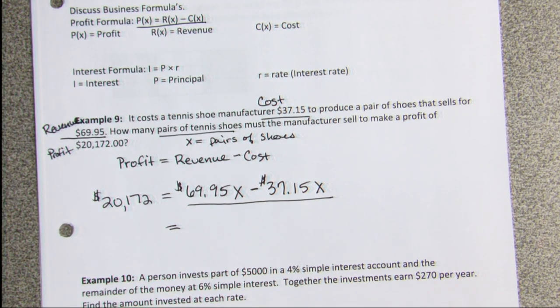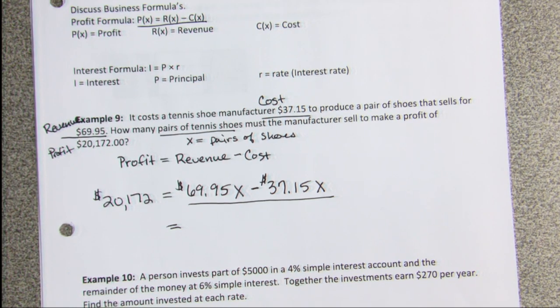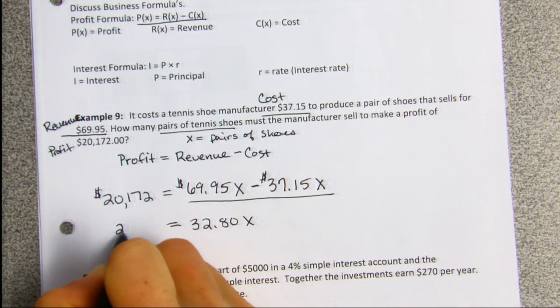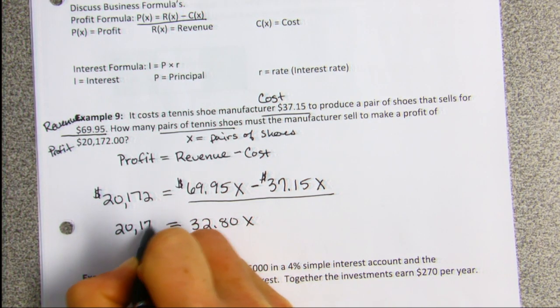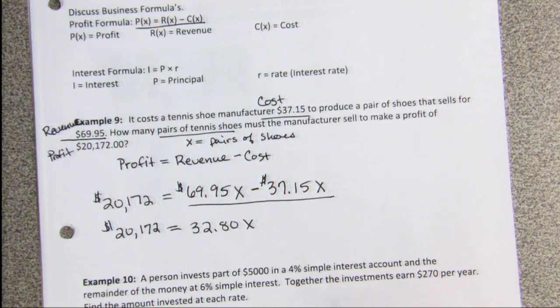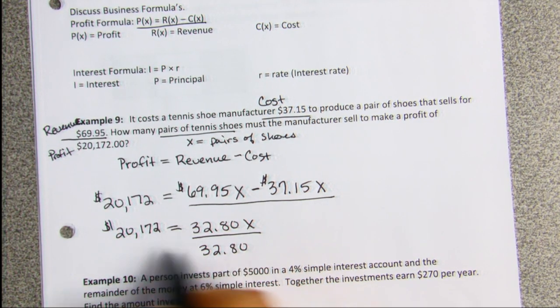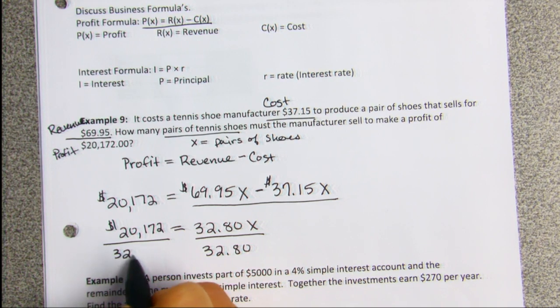So $69.95, let's turn my calculator on. $69.95 minus $37.15 is $32.80. So $32.80 X. And then we have that 20,172. And then to find how many pairs of shoes would profit you that, you just divide by 32.80.